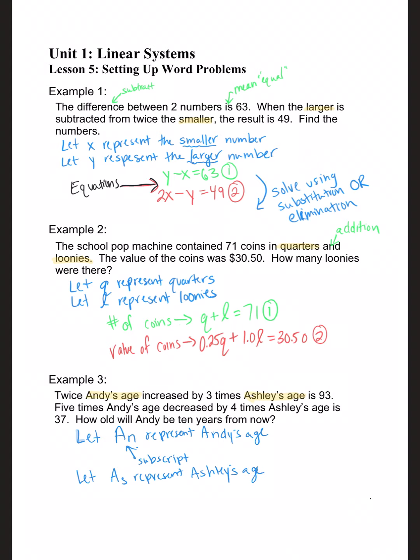Now take a look at those sentences and see if you can break them down into 2 equations for a linear system. Pause the video now and give that a try. Okay, there is the solution to represent Andy and Ashley's age, and then once again, tomorrow we'll take a look at actually using substitution or elimination to solve these.